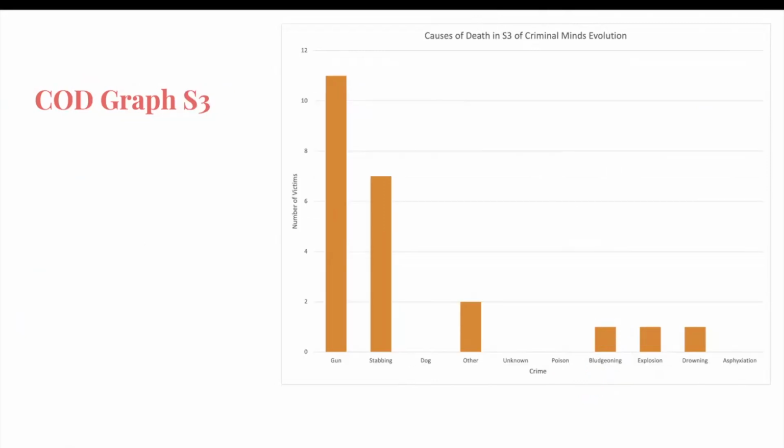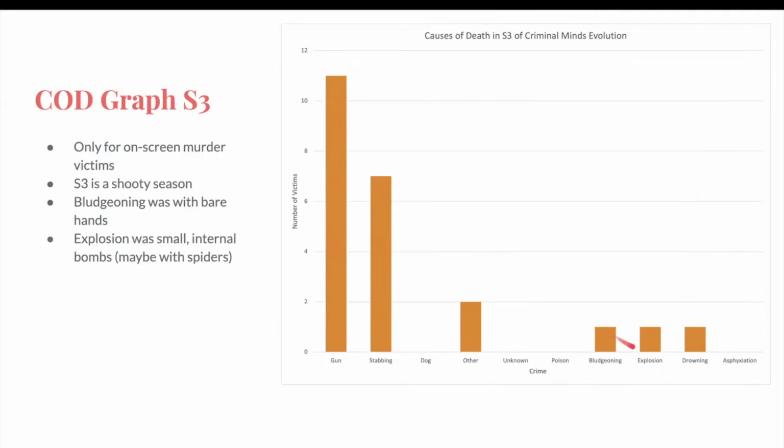This is the cause of death graph for season 3, and as I mentioned, this was only for on-screen murder victims, and most of them were either killed by a gun or by some sharp instrument. I like to categorize shows in my head as being either shooty or stabby, and so this season was fairly shooty. There were just a couple more gun deaths than stabbing deaths, but it was still the majority. There was also a bludgeoning, which was done by Elias with his bare hands rather than an actual weapon, and the explosion was actually small internal bombs that may or may not have included spiders.